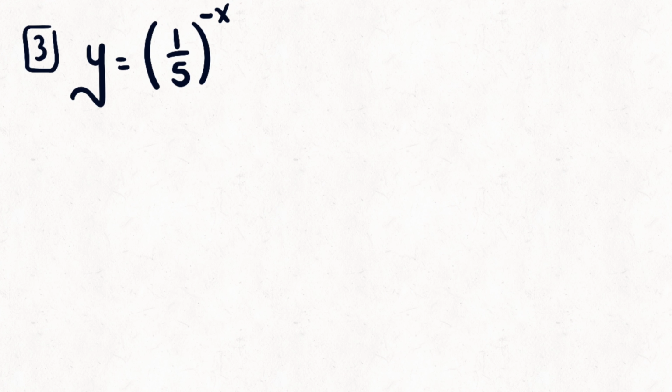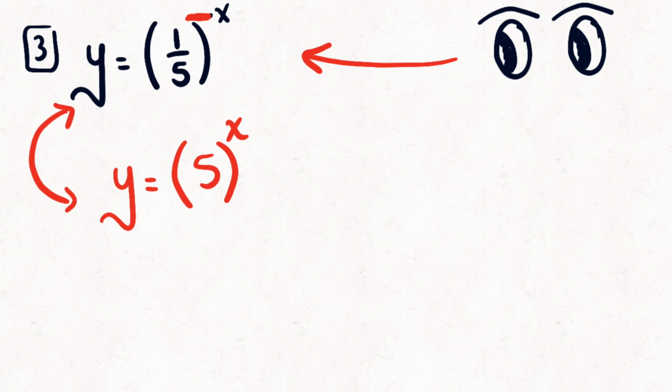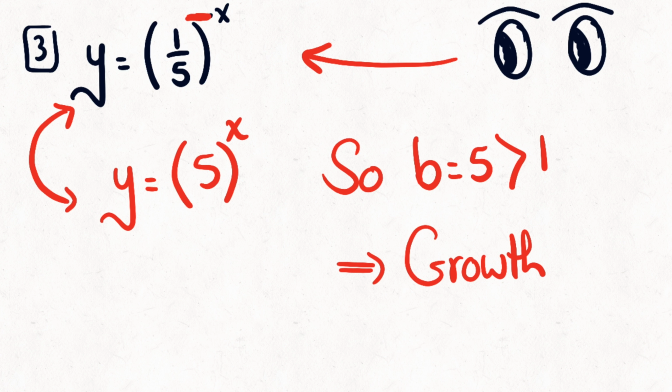Take the following example, y equals 1/5 to the power negative x, and I want you to pay attention that the power now is with negative x. Thus, to fix this issue, you have to flip the inner fraction. Thus, this is similar to 5 to the power x. So, b equals 5, it's greater than 1, and it's an exponential growth.